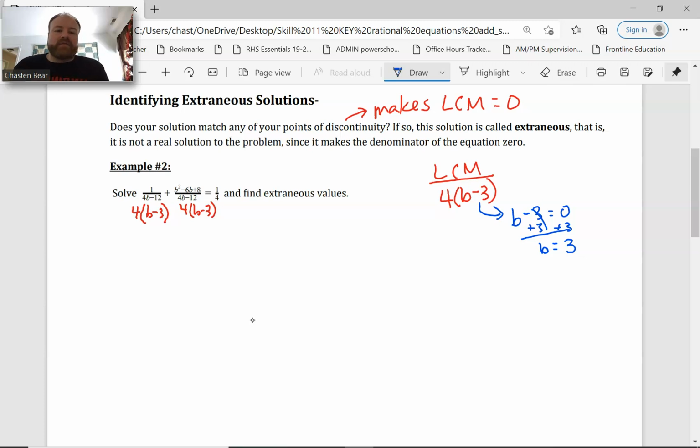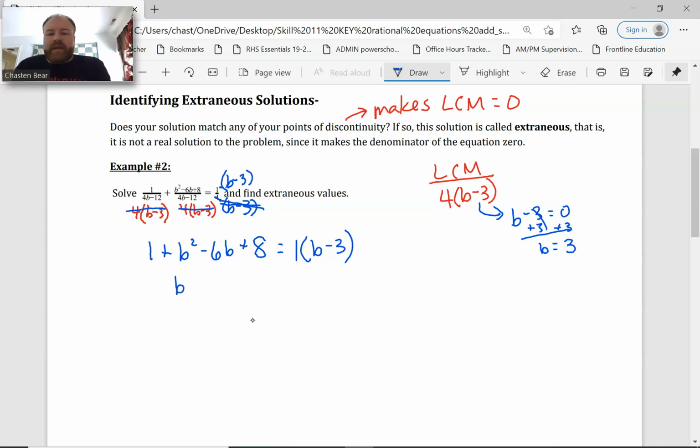That is not actually a solution, but I want to keep that b equals 3 in mind when I'm solving this out. Looking here, I see that the first two fractions are already with the common denominator, but the last one I need to multiply top and bottom by b minus 3. Now I can cross out my denominators, and I get 1 plus b squared minus 6b plus 8 equals 1 times b minus 3. Simplifying the left side, I get b squared minus 6b plus 9 equals b minus 3.